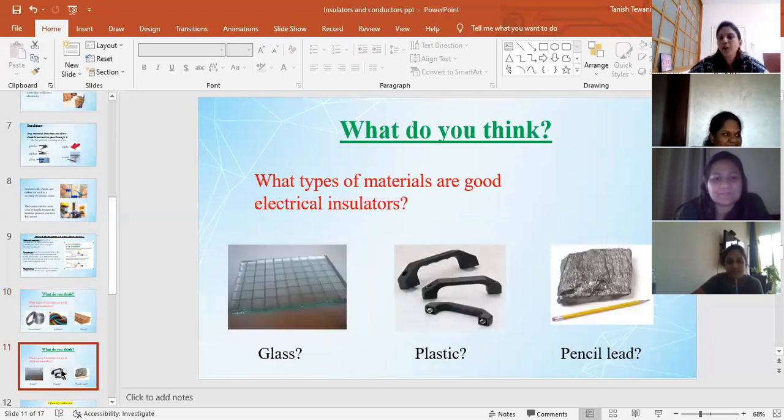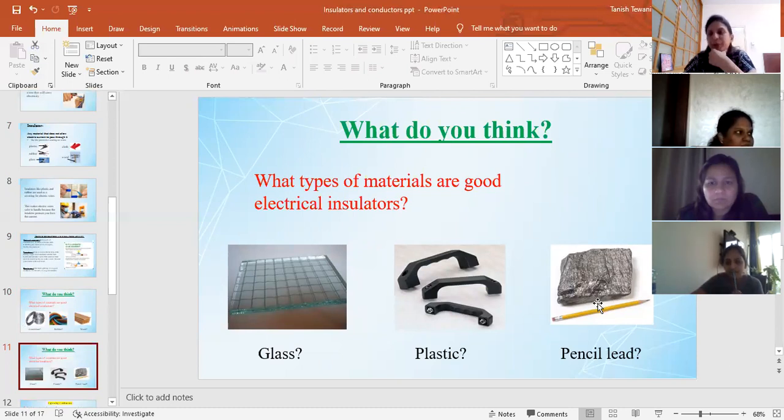Okay, now Rabia, your turn. What type of materials are good insulators? Glass, is glass a good insulator? Yes, ma'am. Plastic. Yes. And this pencil lead? Pencil lead, I'm not sure. I don't think so, no. Ma'am, lead is also a metal, right?